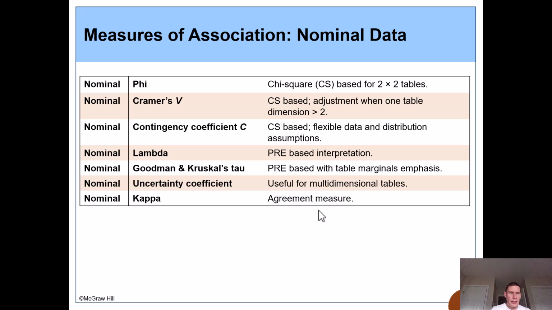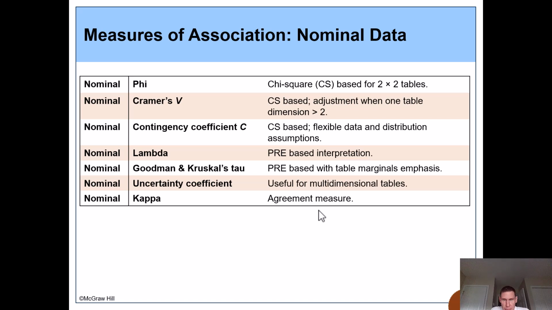For nominal data, we can use phi, which is chi-square based for 2 times 2 tables. We can use Cramer's V, which again is chi-square based with an adjustment when one table dimension is greater than 2. We could use a contingency coefficient C, which again is chi-square based with flexible data and distribution assumptions. Lambda, again, that's a PRE based interpretation. Goodman and Kruskal's tau is also PRE based with table marginals emphasis.